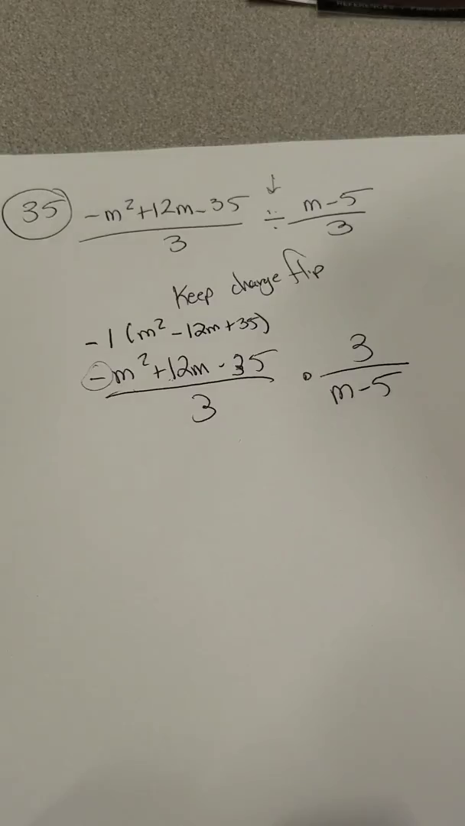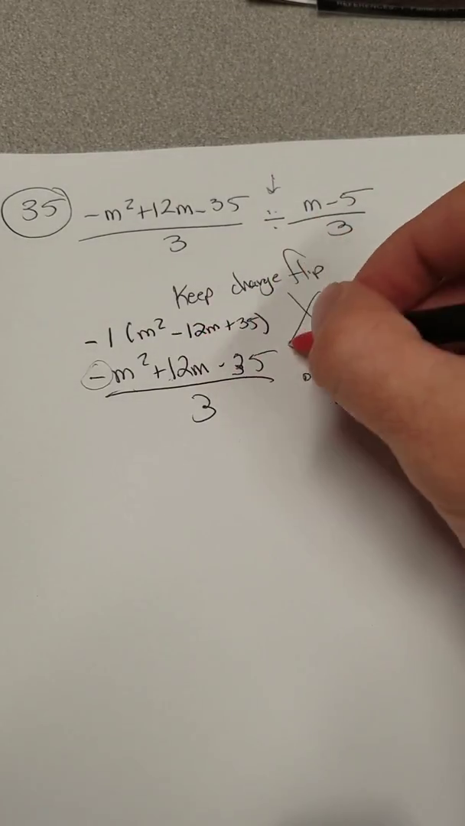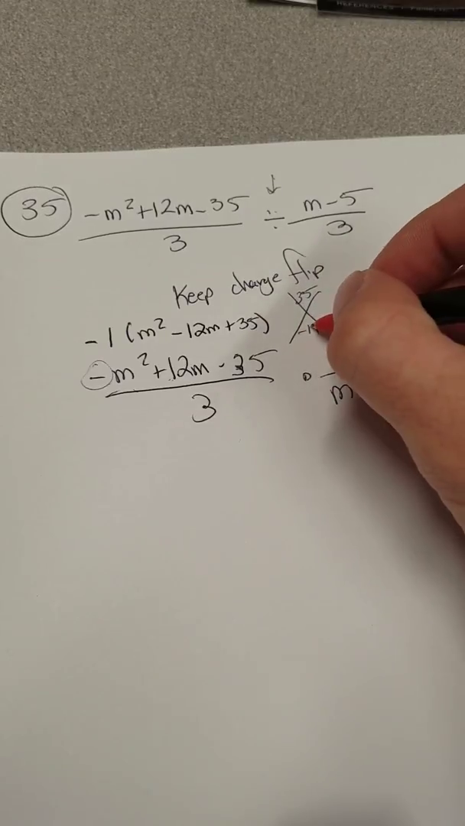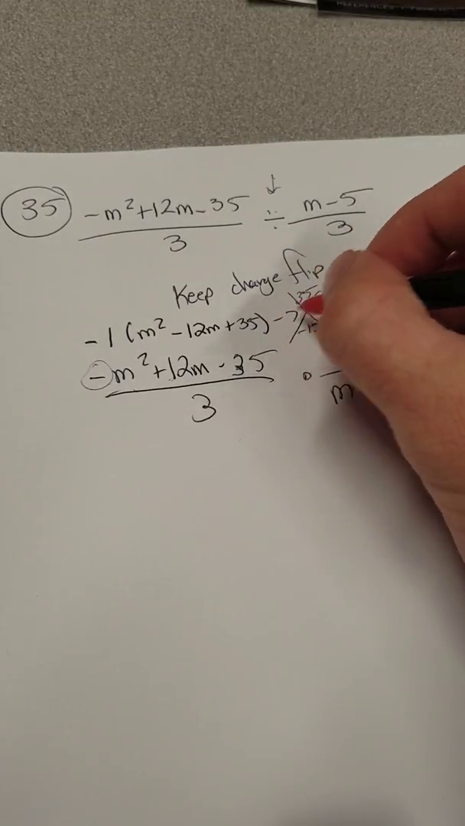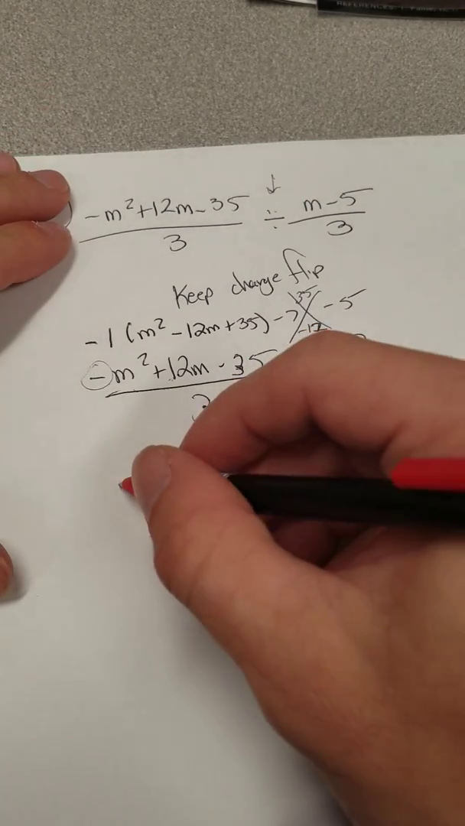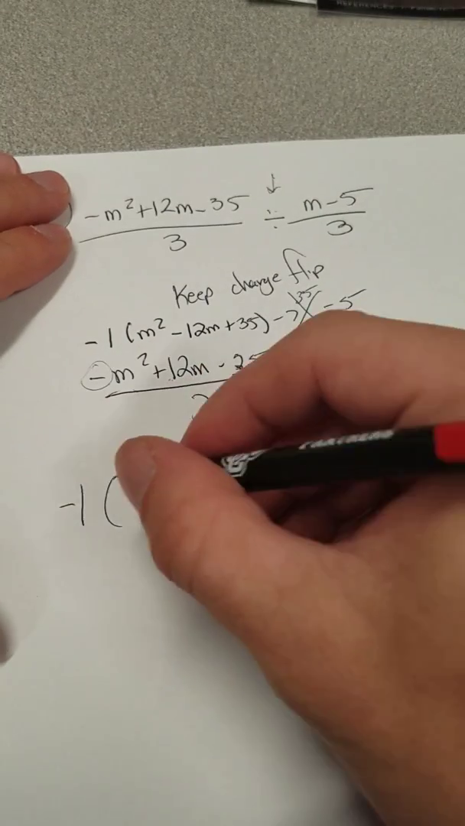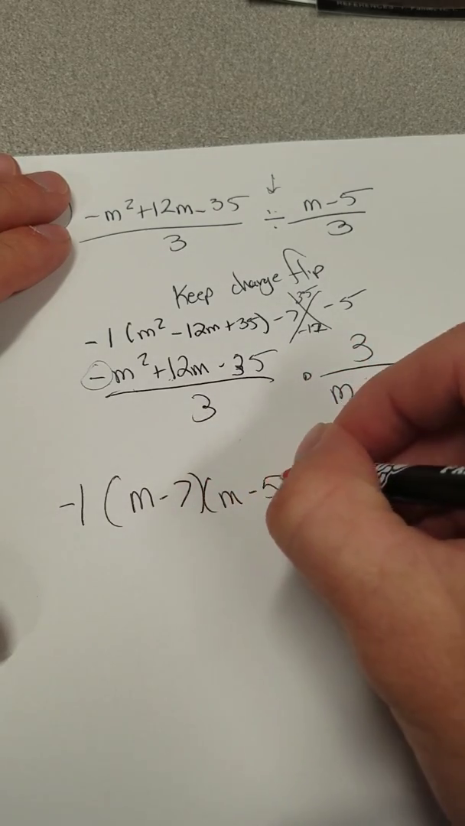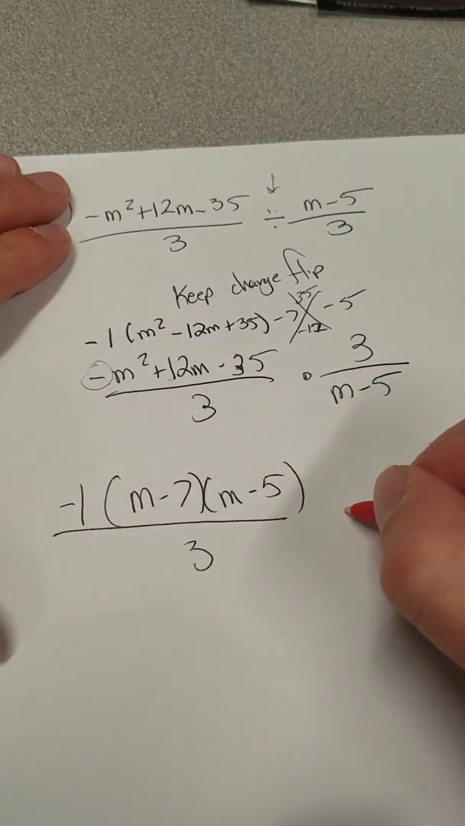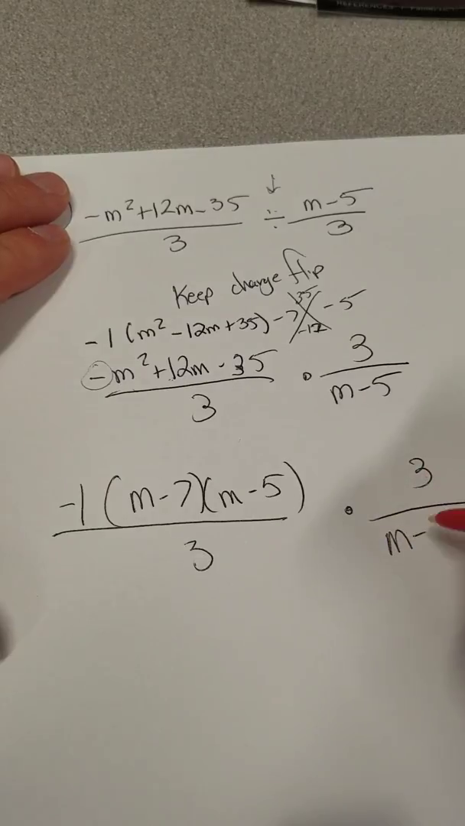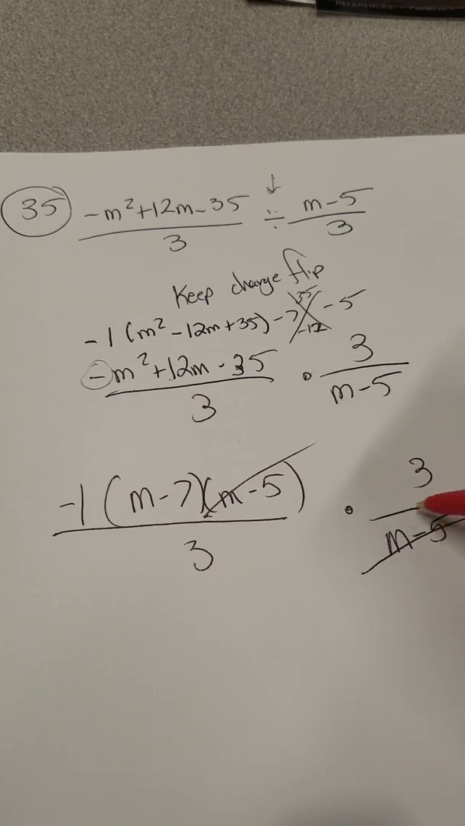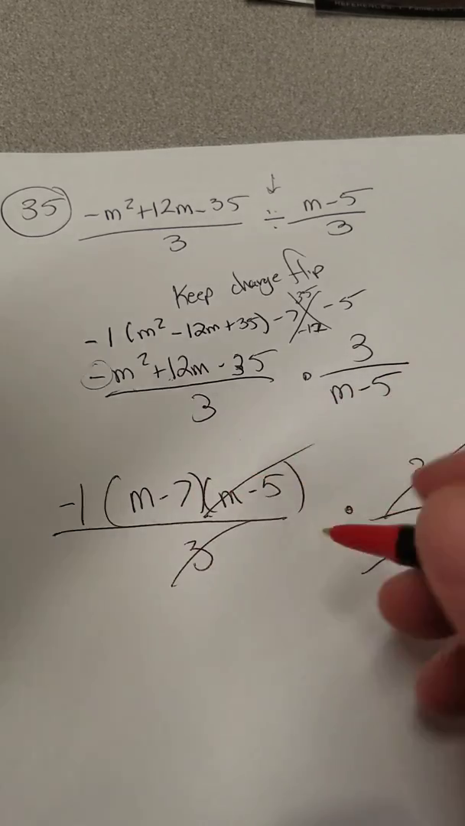Okay, you never want to do factoring if there's a negative out in front. So with this problem, we're looking for something that multiplies to give 35, adds to give -12. All right, so that's -7, -5. So I factored this, -1 out in front, m minus 7, m minus 5. On bottom there's a 3, 3, m minus 5. Cancel out what they have in common. M minus 5s, 3s, and that's what's left.